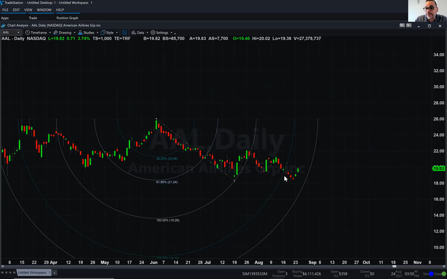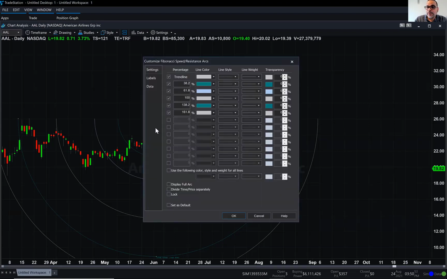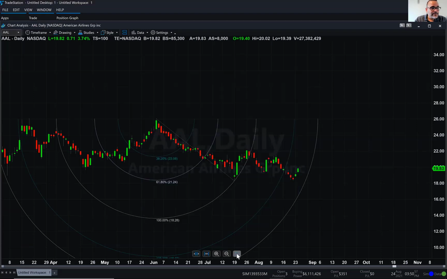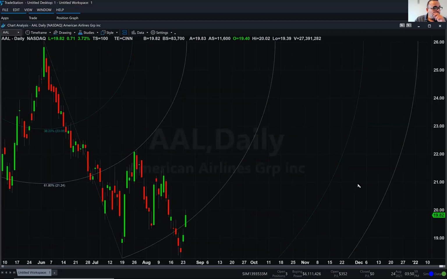Now, can you add more levels to this? Of course, just double click on one of its lines and you can add more arcs if you wanted to do so. Okay, and all the tools here are based on the Fibonacci, so they're all equally important. Which one is the most used? The price retracement lines. That's the one you see everywhere.